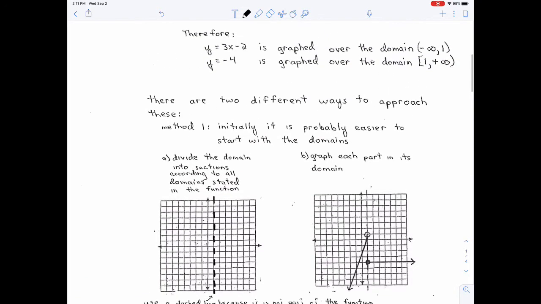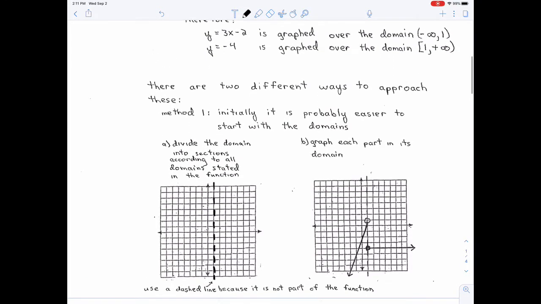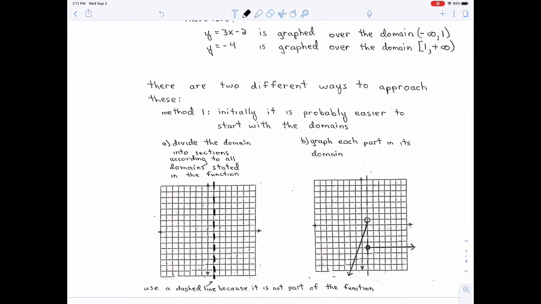So first of all, I've got 3x minus 2 over the domain up to positive 1. I'm going to go down to negative 2 on the y-axis, and then I'm going to go up 3 and over 1, or I could also go down 3 and over 1. But remember, when you go up 3 and over 1, you don't put a point there because there is no point on this graph at positive 1. And then I draw that part.